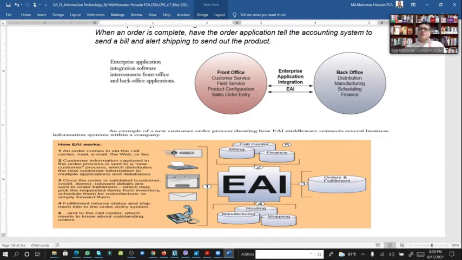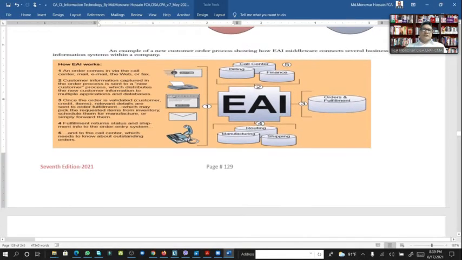In the same way, here is the front office and back office of EAI, enterprise application integration. What is the front office doing? Customer service, field service, product configuration, sales order entry, etc. In the back office, they are doing distribution, manufacturing, scheduling, financing, and other things. So enterprise application integration software interconnects front office and back office applications through the software. So here are the EAI activities.